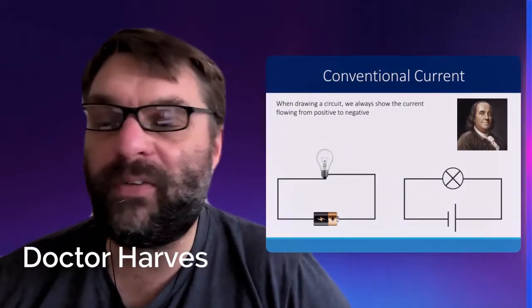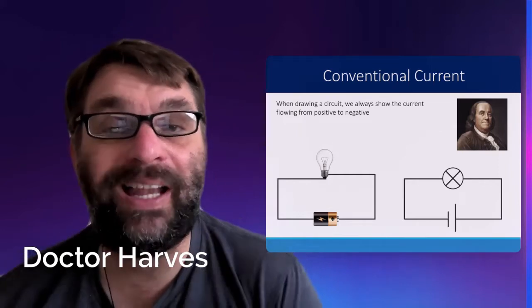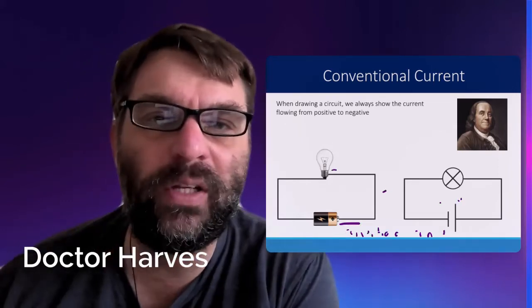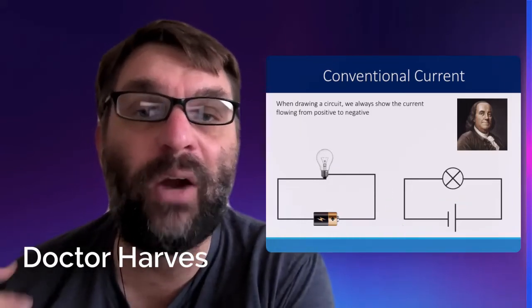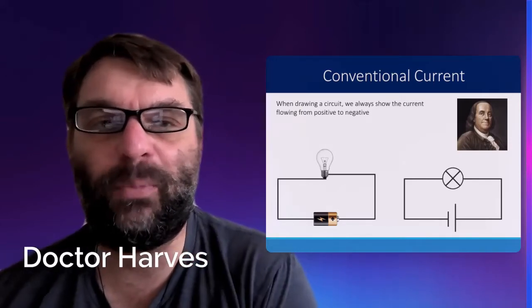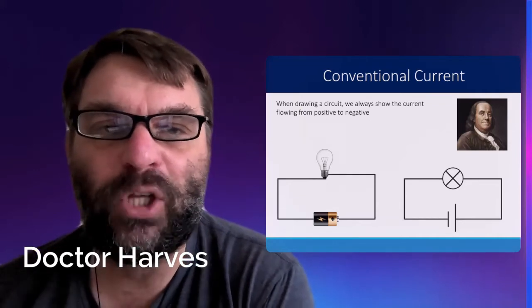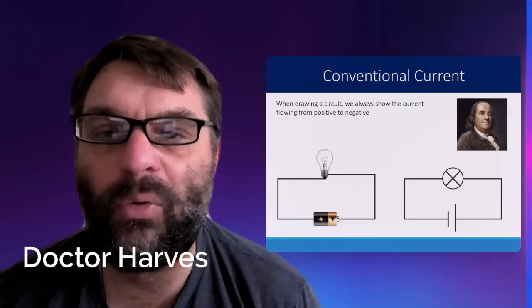So in terms of current, this might be kind of against common sense, but there is electrical current and conventional current. So conventional current is when you're drawing a circuit, you always show the current flowing from positive to negative. We made the assumption in the 1850s, we got it wrong, that the charge carrier was positive. So that means the charge carrier goes from positive to negative in conventional current.